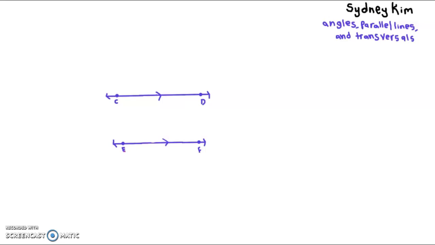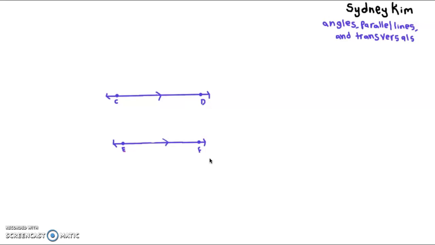So let's say I have line segment CD and another line segment EF. Both of these lines go on forever and are on the same plane. In this case, the plane is the screen. If you look, you can see these lines never intersect. This is because if you think about it like a graph, they have the same slope but different y-intercepts.